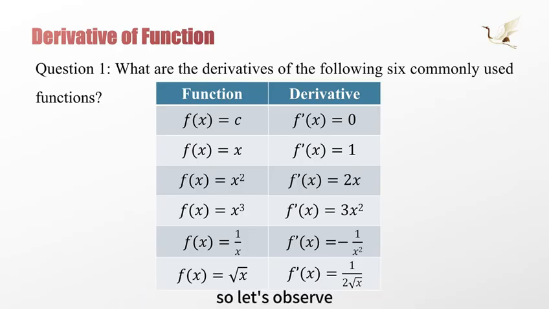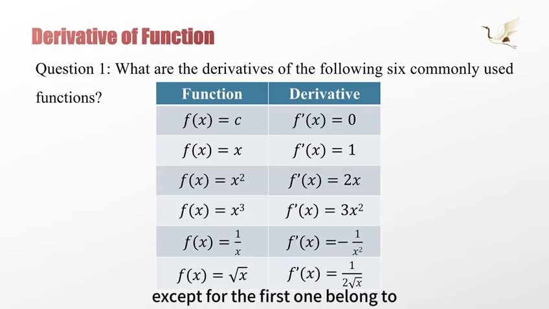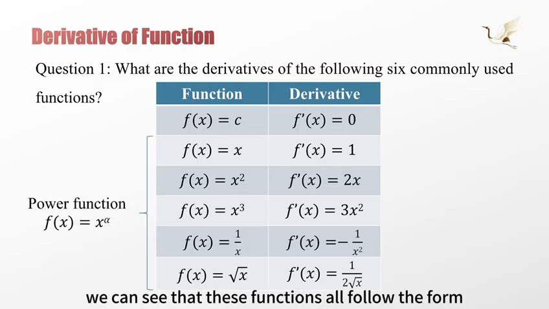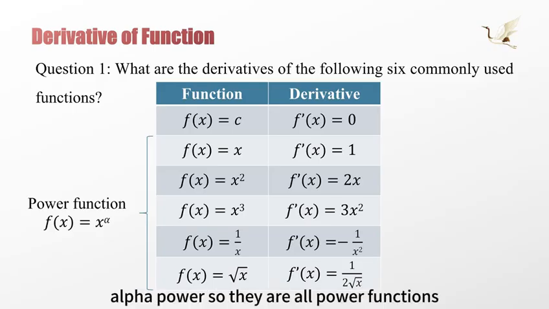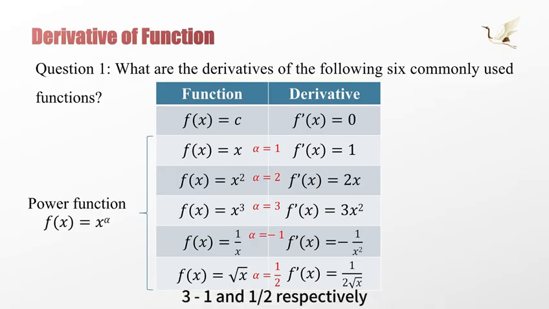square root of x. So let's observe which category of basic elementary functions the other 5, except for the first one, belong to among these 6 functions. By observation, we can see that these functions all follow the form f(x) equal to x to the power alpha, so they are all power functions. And the power exponent alpha is equal to 1, 2, 3, negative 1, and 1/2, respectively.